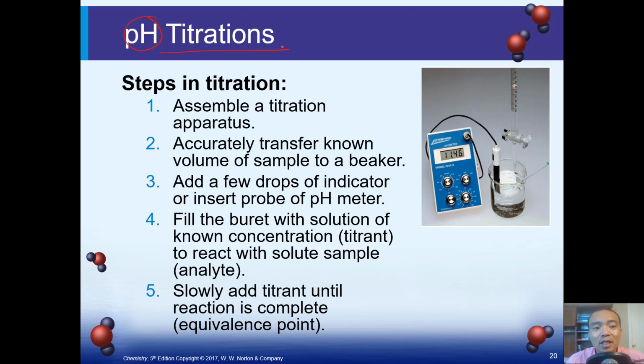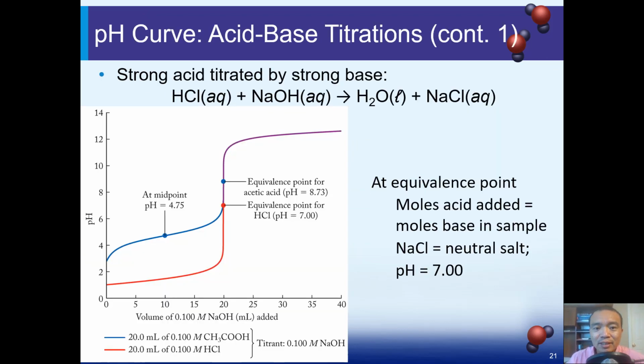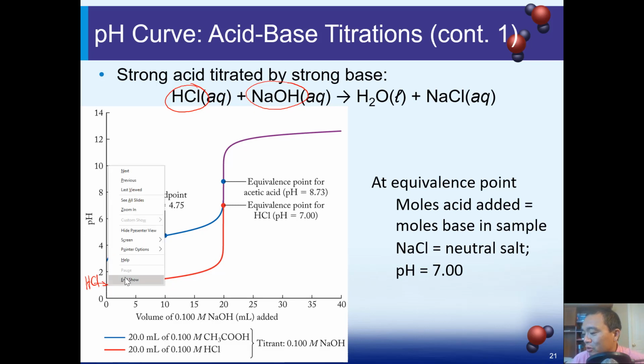We have 4 major types of acid-base titrations. The first type is a strong acid titrated by a strong base. When you titrate a strong acid like hydrochloric acid by a strong base like NaOH, the pH in the very beginning is very low because it's HCl to begin with. As you add more and more base to it, the pH slowly increases, as you see over here.